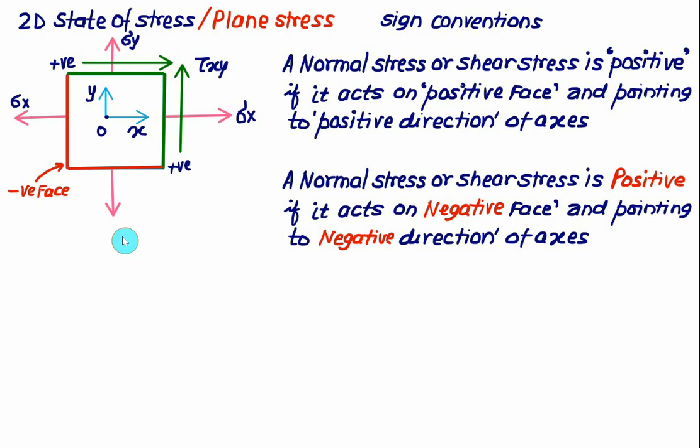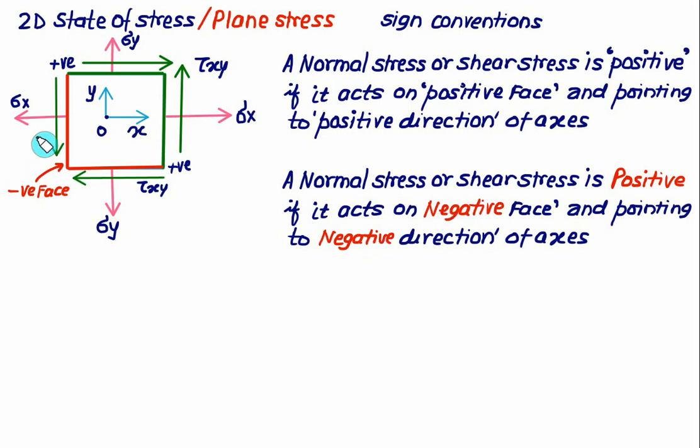And this arrow is on the negative face and is going towards the negative of the y axis. So negative and negative will become positive. So this value of sigma y you have to take as a positive value. Now this shear stress is on the negative face and is going to the negative of the x direction, so it will be taken as positive. This one is the same as our tau xy. And if you are on the negative face and you are directed toward the negative of the y axis, this value is also taken as negative and negative as positive.